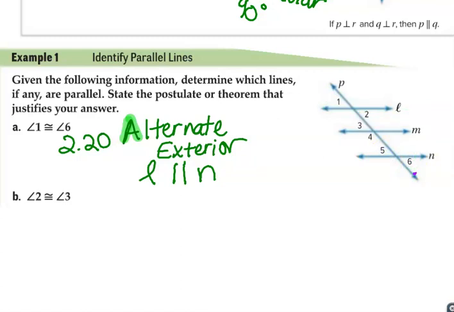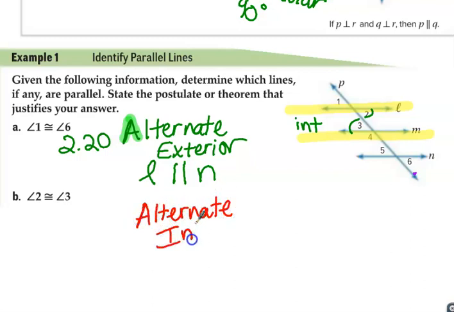All right, angle 2 and angle 3. All right, let's look at just those two lines. So I have this line and this line. Let's look at 2 and 3. If I just look at those two parallel lines, the 2 and the 3 are in the interior. All right, so let's look at my theorems and see which ones are alternate interior. So alternate interior. Okay. So if they're alternate interior, that theorem is 2.22. You can just write it, or 2.22 theorem.